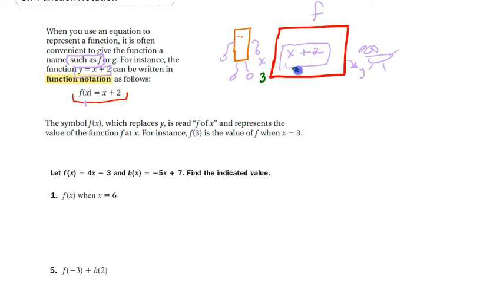It's going to go into the machine, be added to 2, and a 5 is going to come out. So if I were to write this out, it would be f of 3 equals 3 plus 2. So in other words, f of 3 equals 5. This represents x, and this represents y, or what we end up with at the end.